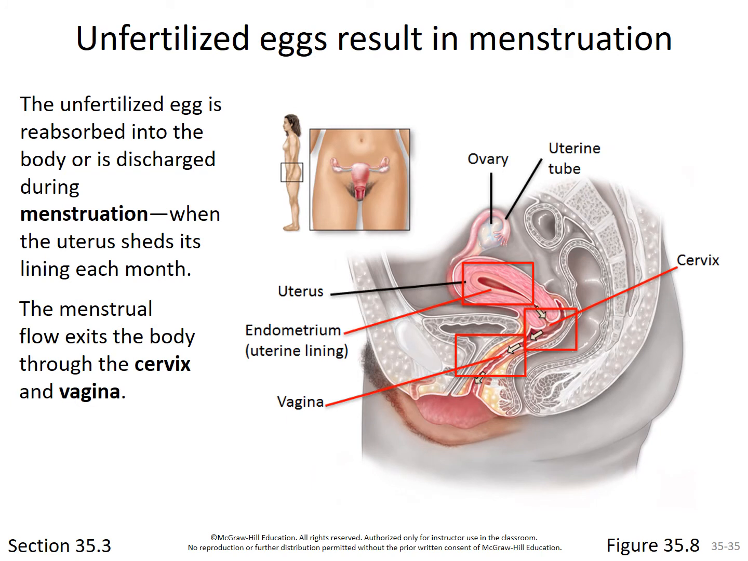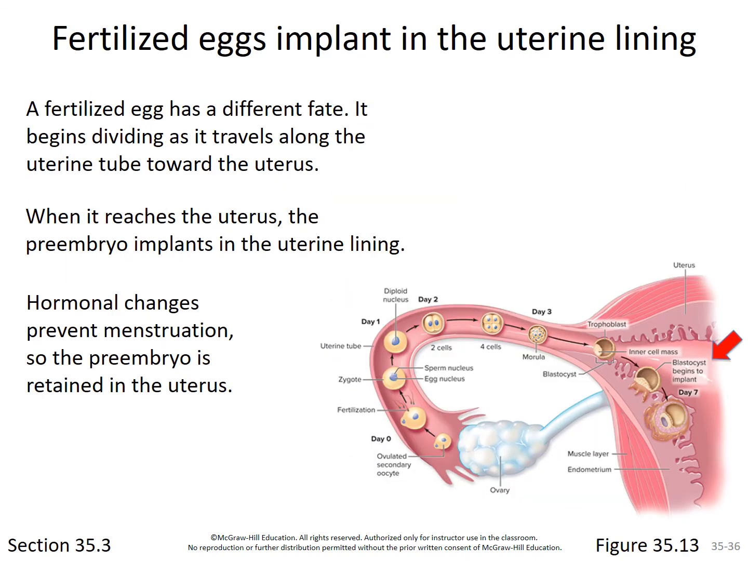So the unfertilized egg can either be reabsorbed into the body, or I think what's more common is that it gets discharged during menstruation. And so the menstrual flow will exit the body through the cervix, which is the area between the uterus and the vagina, and then on through the vagina. So you can see, again, the beige arrow showing you the direction of menstrual flow.